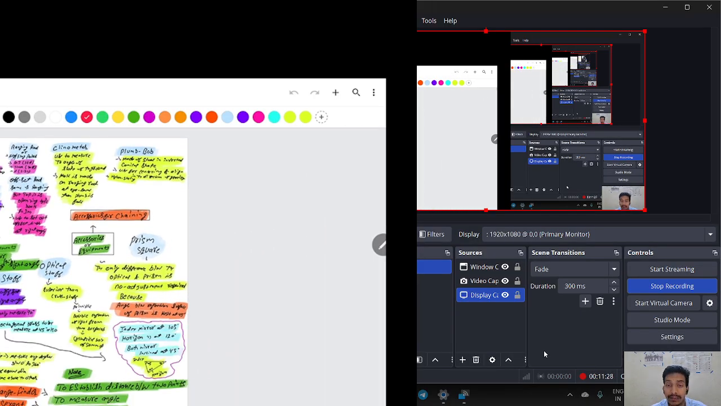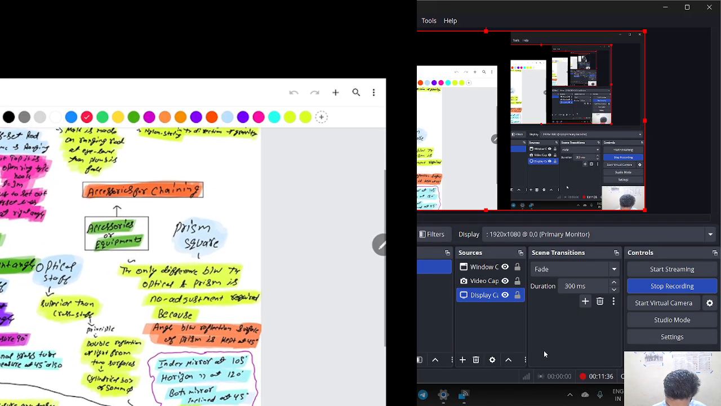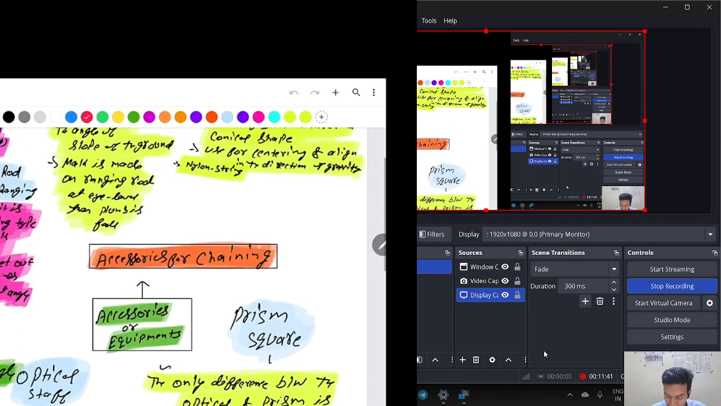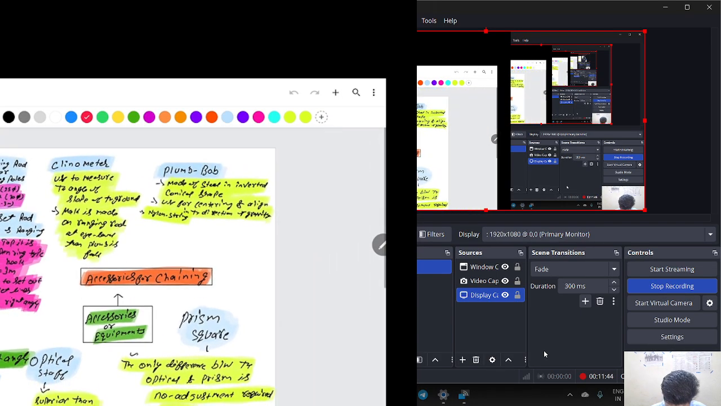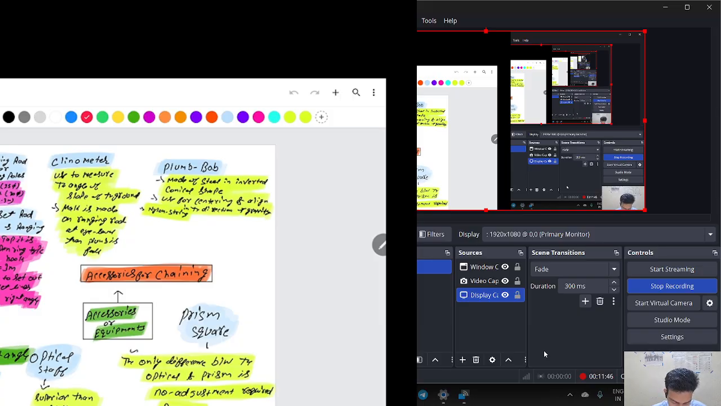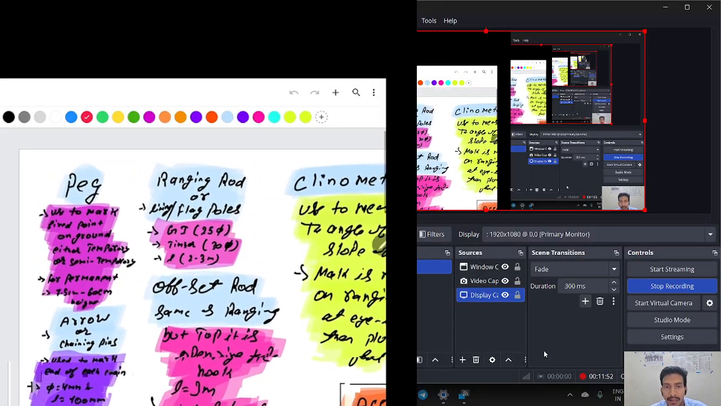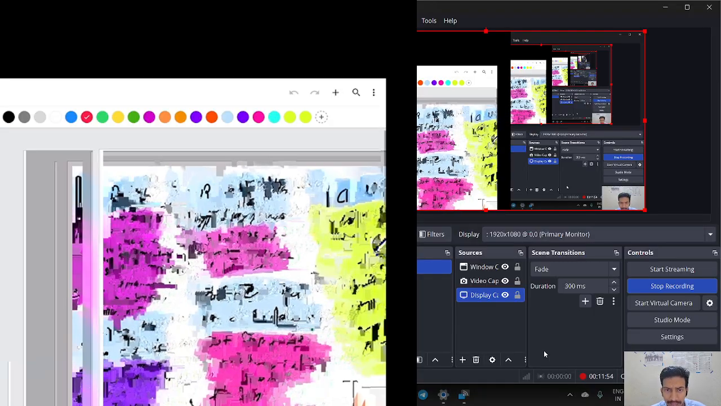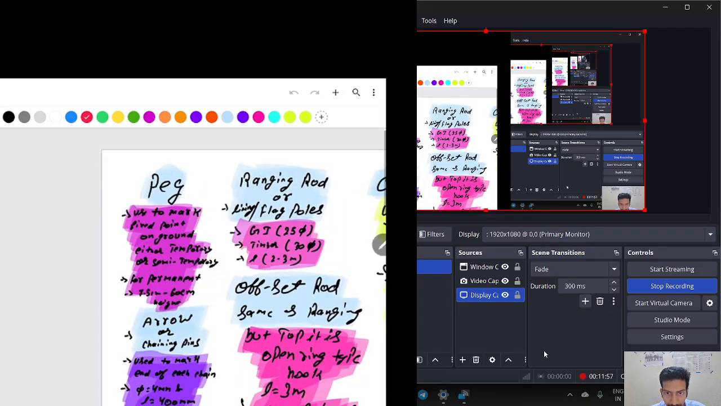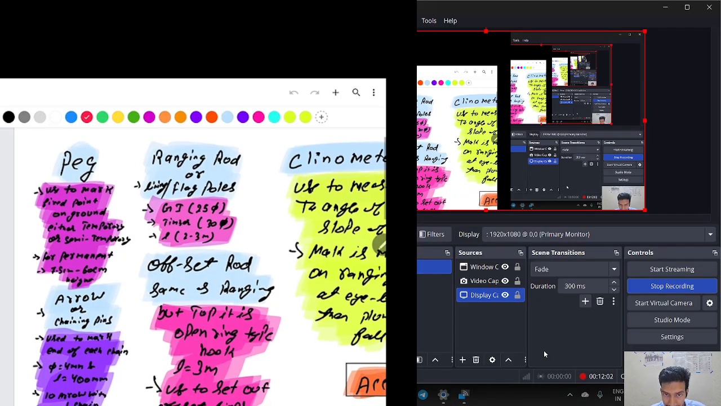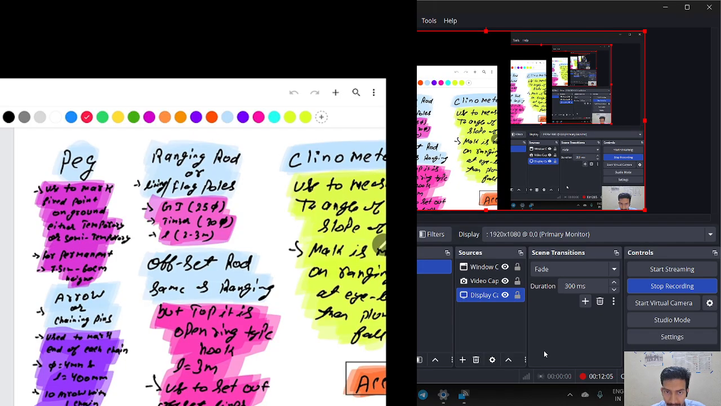Now we will discuss the next subtopic, which is known as accessories or equipment. Accessories for chaining: the first accessory is the peg. A peg is used to mark a fixed point on the ground, either temporary or semi-permanent.